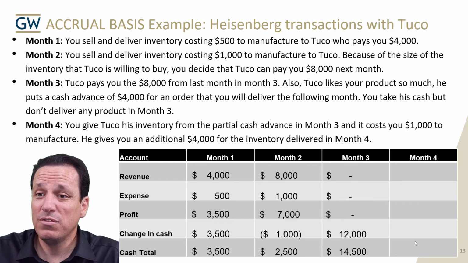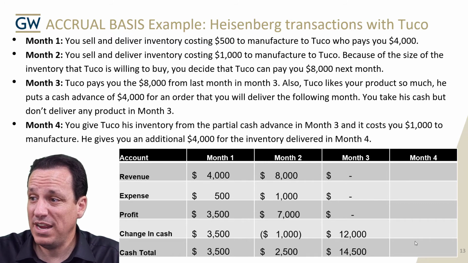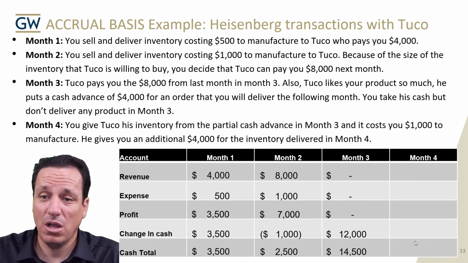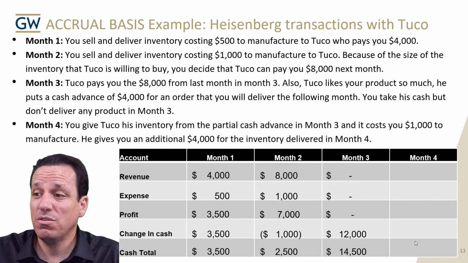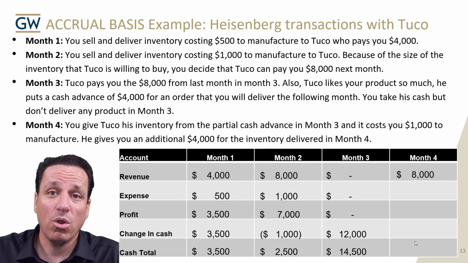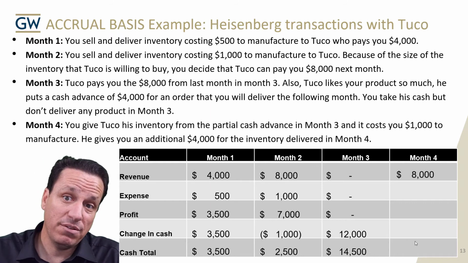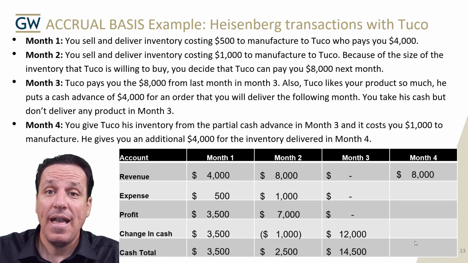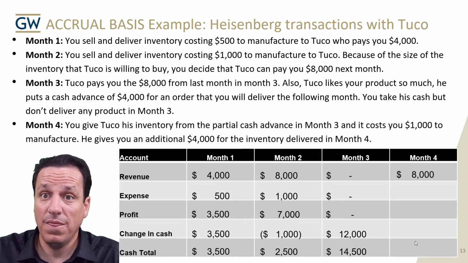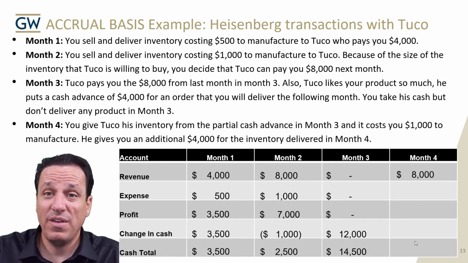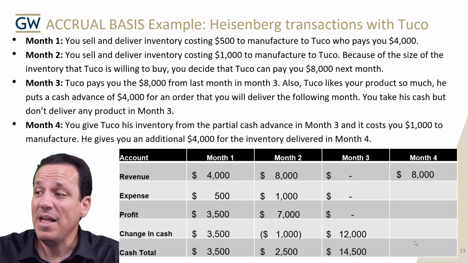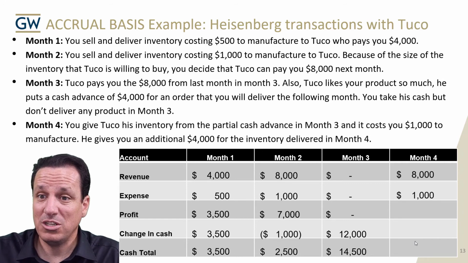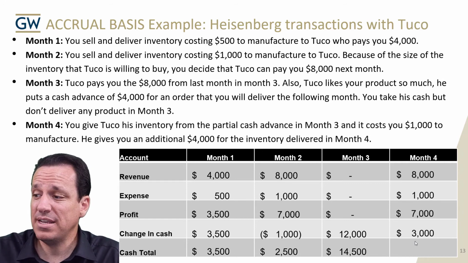It's not showing up. You give Tuco his inventory from the partial cash advance in month 3, and it costs you $1,000 to manufacture, just like last time. And he gives you an additional $4,000 for the inventory delivered. Well, guess what? We're going to report all $8,000. He gave us a cash advance from month 3 that we had. So he paid us in month 3 $4,000 as a cash advance, and then we also collected $4,000 this month from delivering it. So we have a total of $8,000 that we've gotten for the inventory this month. The $8,000 gets reported as revenue. We have $1,000 in the expenses that's mentioned in month 4. The net profit is $7,000.